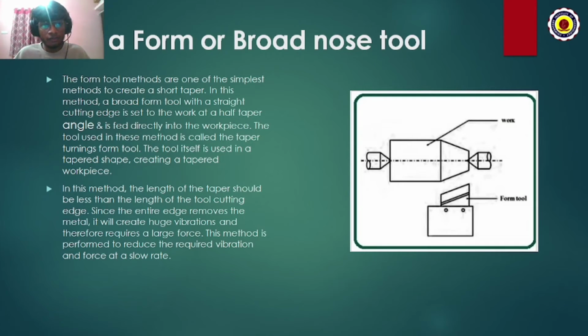So when it is fed directly into the workpiece, the tool used in this method is called a taper turning form tool, and the tool itself is made in a taper shape, creating a tapering workpiece. In this method, the length of the taper should be less than the length of the cutting edge. Since the entire edge removes the metal, it will create huge vibration and therefore requires a large force. This method is performed at a slower rate to reduce the vibration and force.